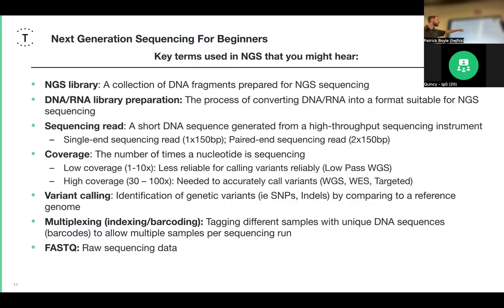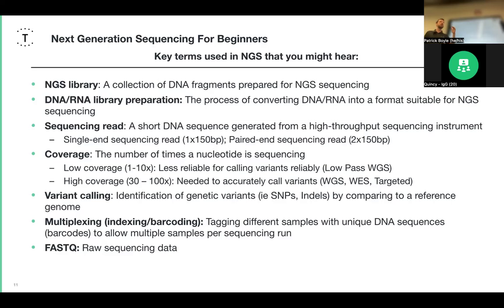Sequencing read, this is what actually gets generated from the high throughput sequencer, in terms of short read sequencing, like Illumina or Element. You're usually talking about single read or paired end read sequencing. So 2x150, you'll see that one. No one really does single end sequencing anymore except for Ultima.